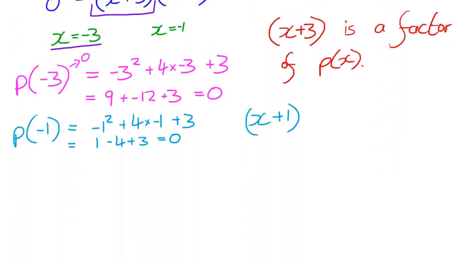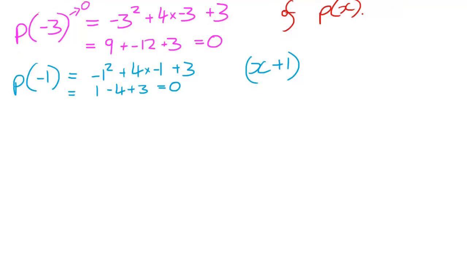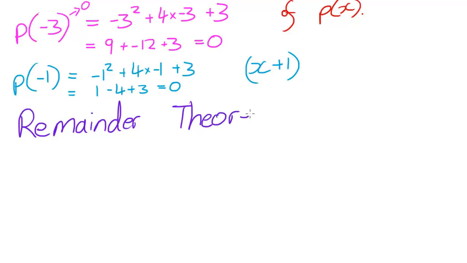So let me come down here a little bit. So I'm going to write in here the remainder theorem. Remainder theorem. Okay, so what the remainder theorem says is we want to know what is the remainder when we, let's say, divide p of x by x minus 5. We want to know what is p of x divided by x minus 5.